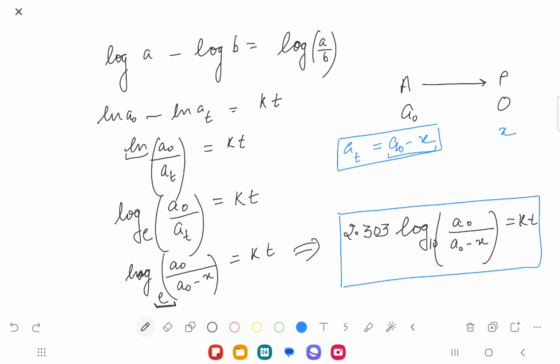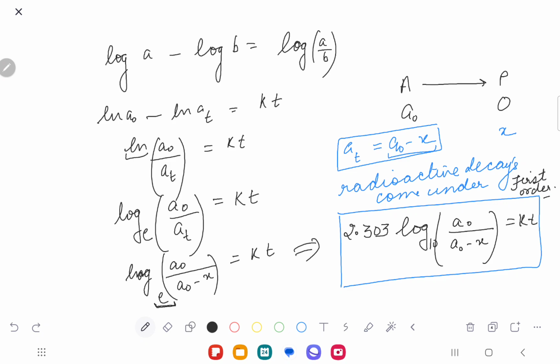What am I exactly trying to tell you here? That this would be the equation which would solve all the possible questions of first order reactions. So you understand all radioactive decays. All radioactive decays come under first order. You understand?